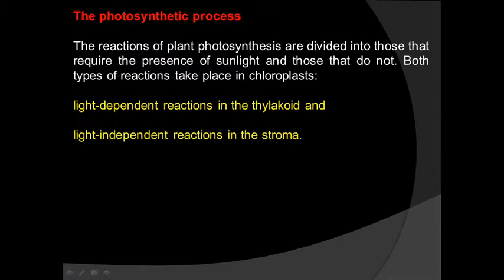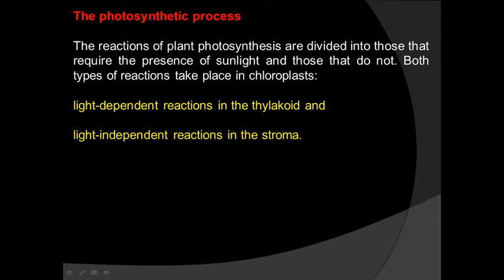The reactions of plant photosynthesis are divided into two parts. First, those that require the presence of sunlight, that means they work in presence of sunlight, and second, those that do not, that means they do not require sunlight. Both types of reactions take place in the chloroplast.